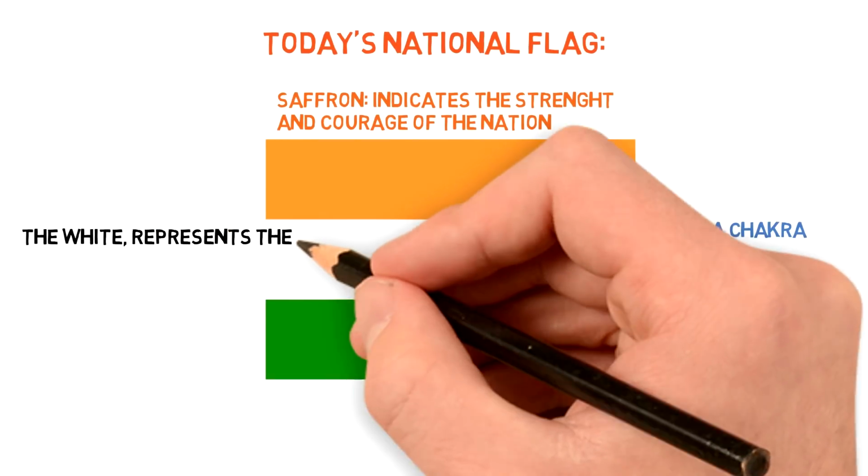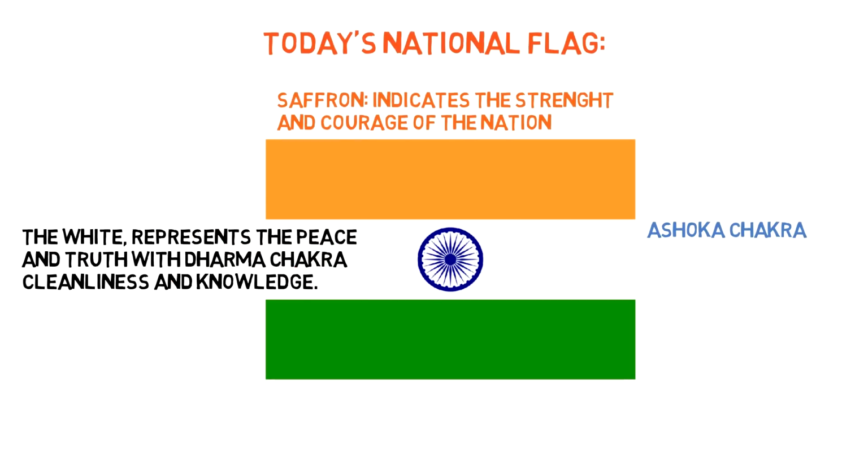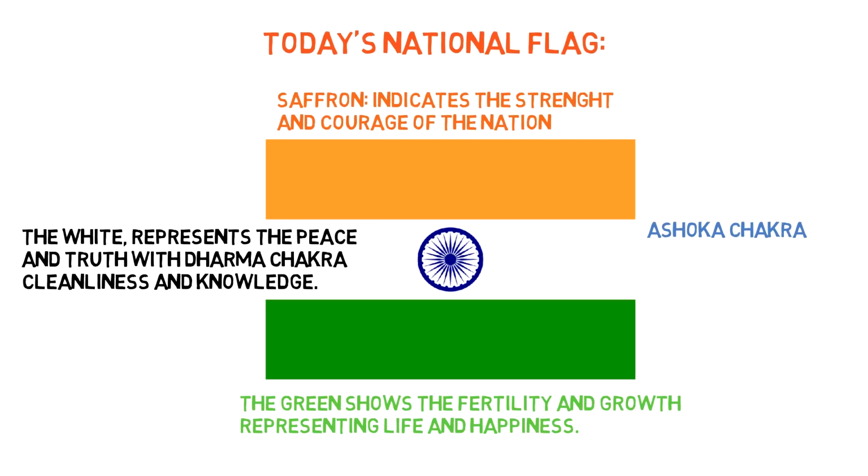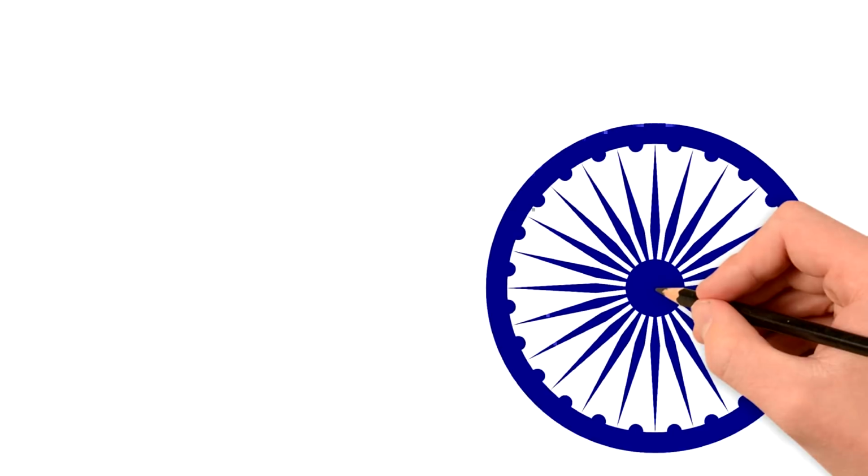The white represents the peace and truth with Dharma chakra, related to the Indian religions. Some say that according to Indian philosophy, white represents cleanliness and knowledge. And the green shows the fertility and growth of the land. For some Indians, green is also a festive color, representing life and happiness. Moving on to the symbol in the center of the flag, whose significance is easier to determine.